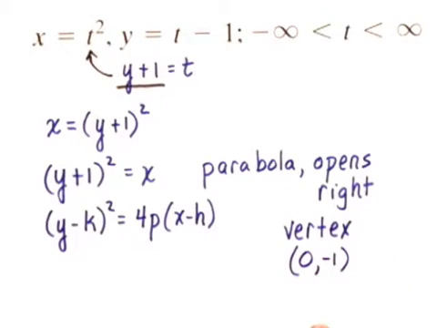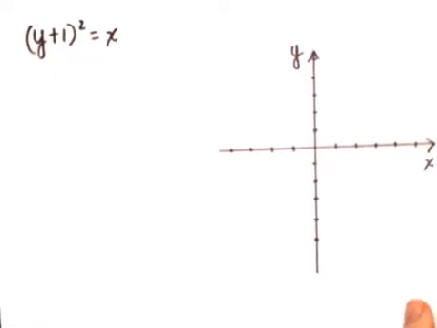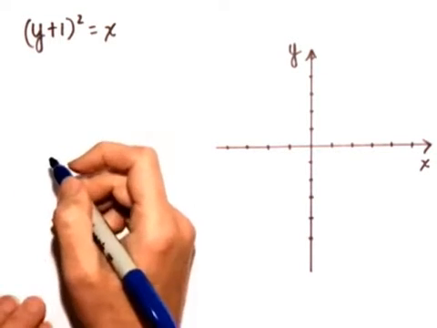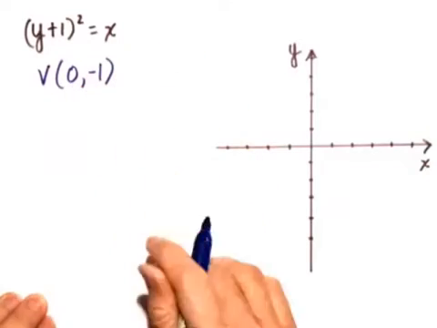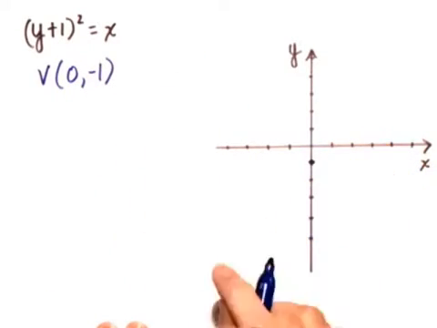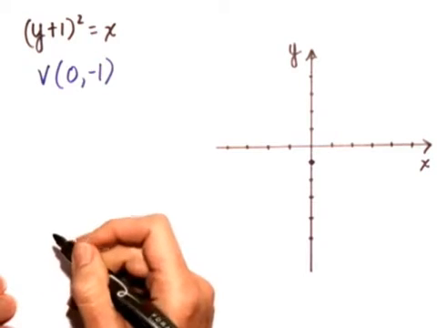So let's take this information and put it on a graph. Here's our equation in standard form. We just found out that the vertex was at 0, negative 1, and it opens right. So 0, negative 1 is right here. Let's pick a couple other points so we can do a sketch of this parabola.